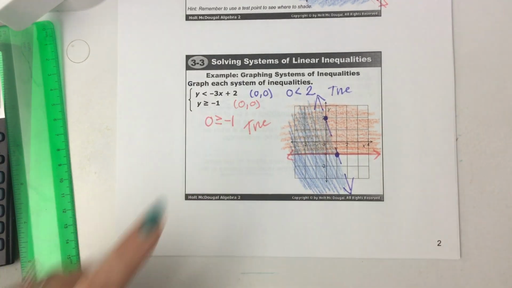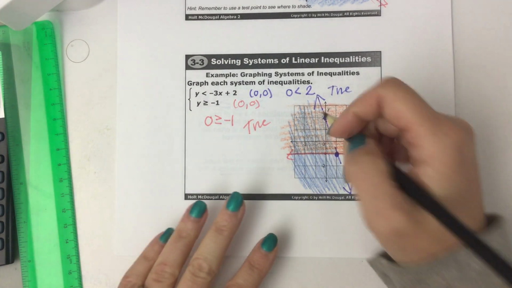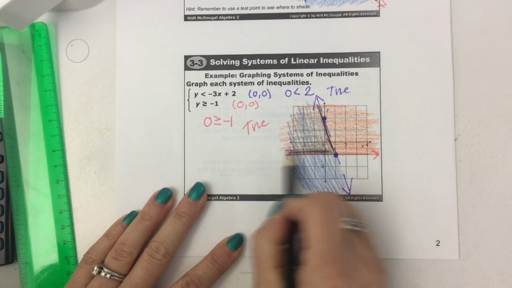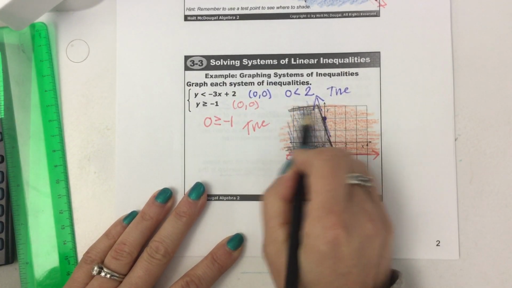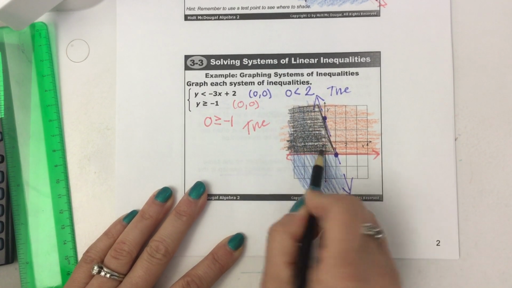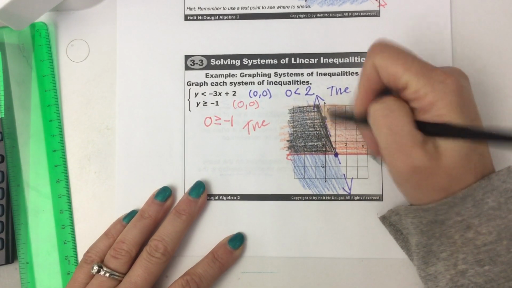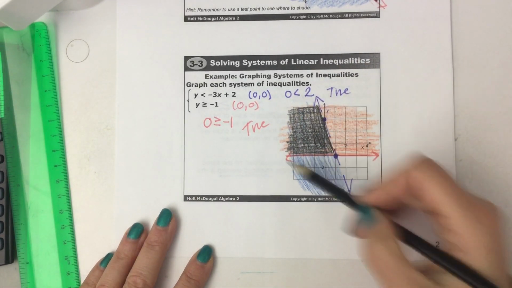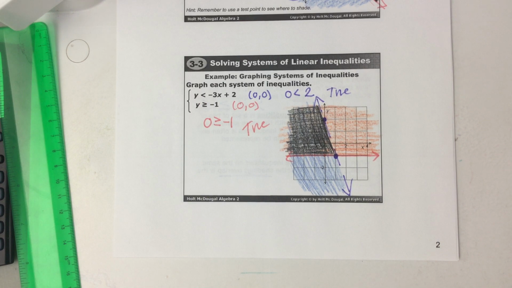So our final answer, you look and say, okay, where did I shade both places or both times? This region right here. So you would do something whether you take a highlighter or you take a different color or you just make it darker, but make sure that I can look and I would know exactly where your solution is. So in this graph, this region right here, that is our final solution.